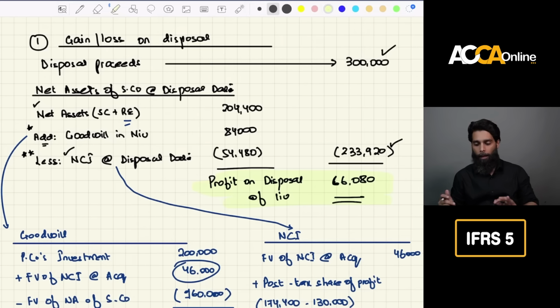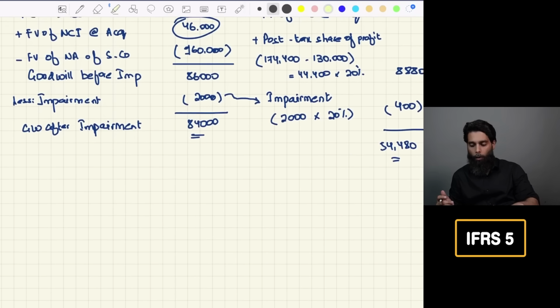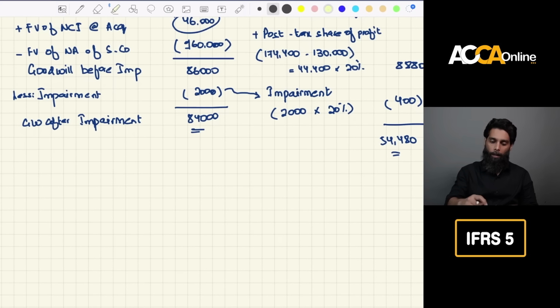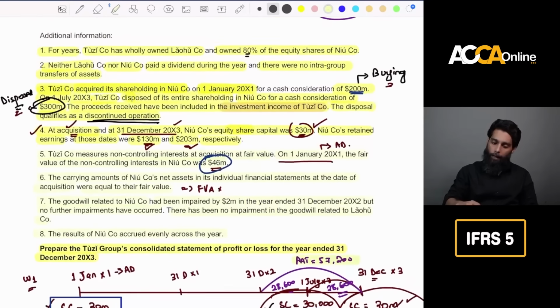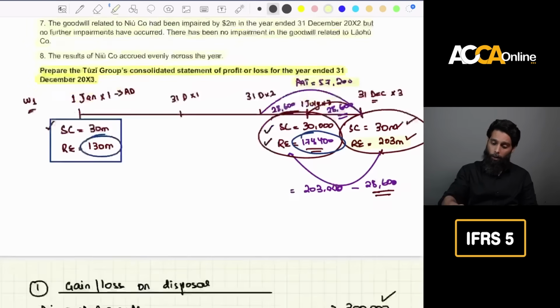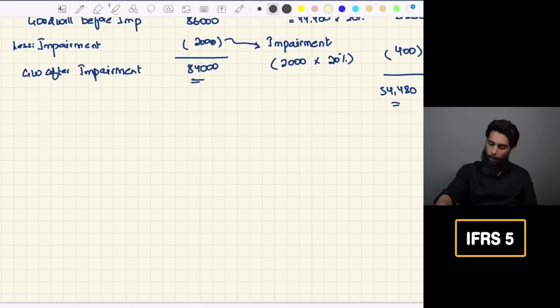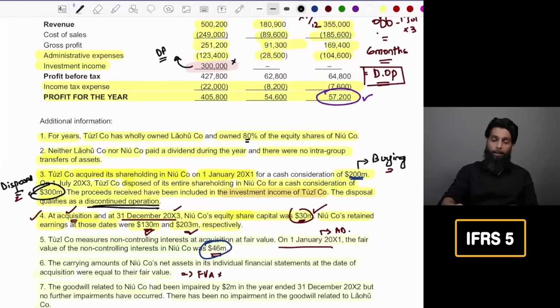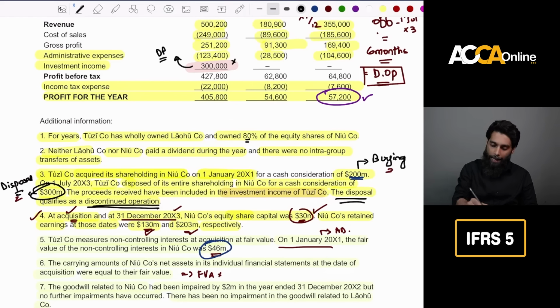Make sense? Now, even before we move on, let us do one more working, because that is going to be useful for you as we move forward. Remember, we figured out that Leo company, sorry, it was New company. I might have written Leo somewhere. It was New company. As we studied in the question, New company qualified as a discontinued operation.